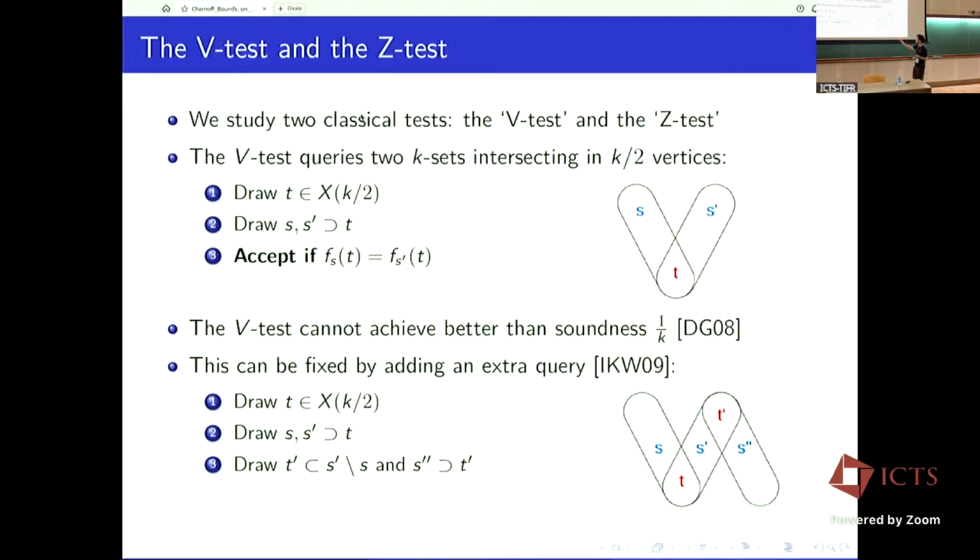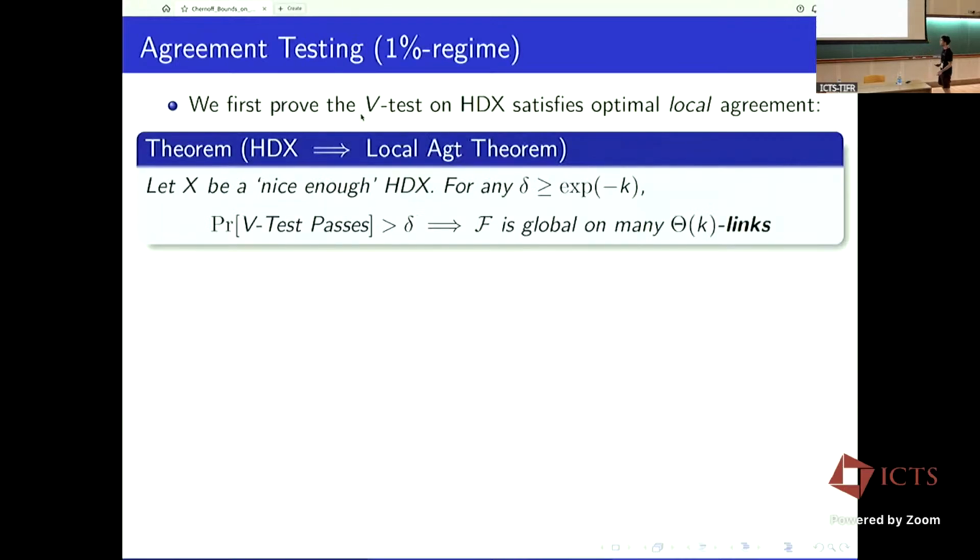They realized you can fix this by adding a third query here. And as you can see, this is definitely a Z. You just have to lean back a little bit. Okay, so Dinur and Livni proved that on the complete complex, you indeed get soundness 2 to the minus k with the Z-test. So we prove the following things.